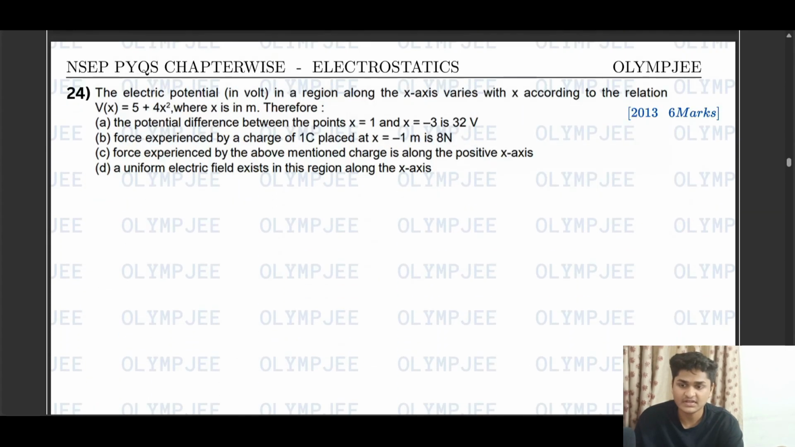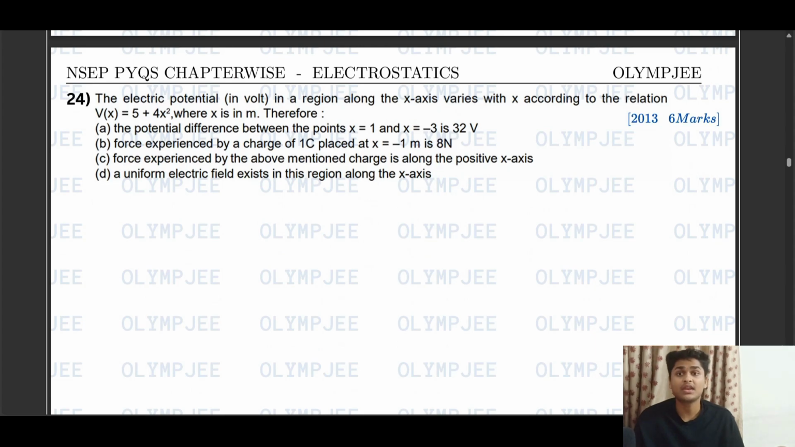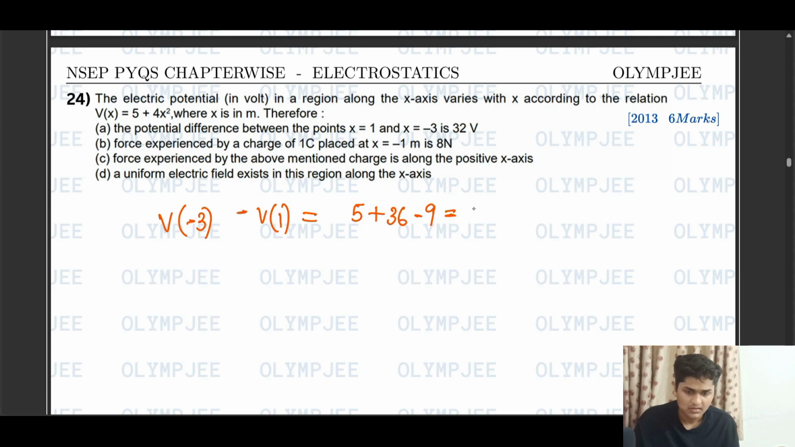So moving on to question 24, we have electric potential in a region along the x-axis varying with x according to the relation 5 plus 4x square. We know that they are asking for the potential difference. So V3 minus V1 will be given as 5 plus 36 minus 9. So this will become 27 plus 5, which is 32 volt. So A is correct.